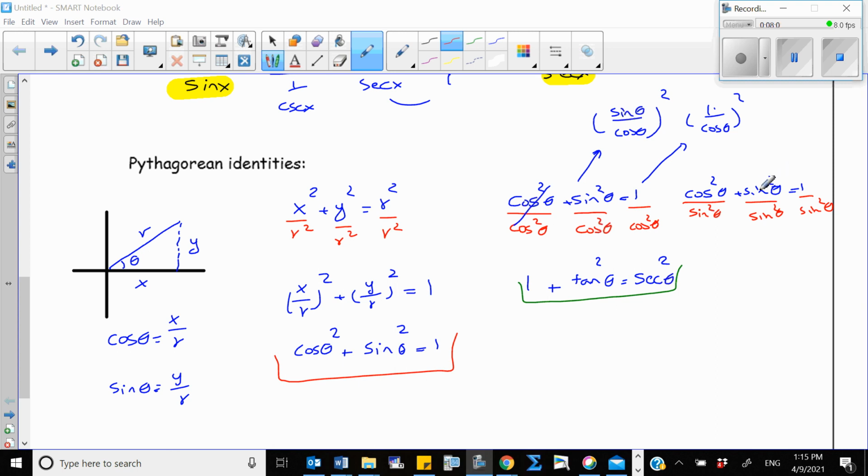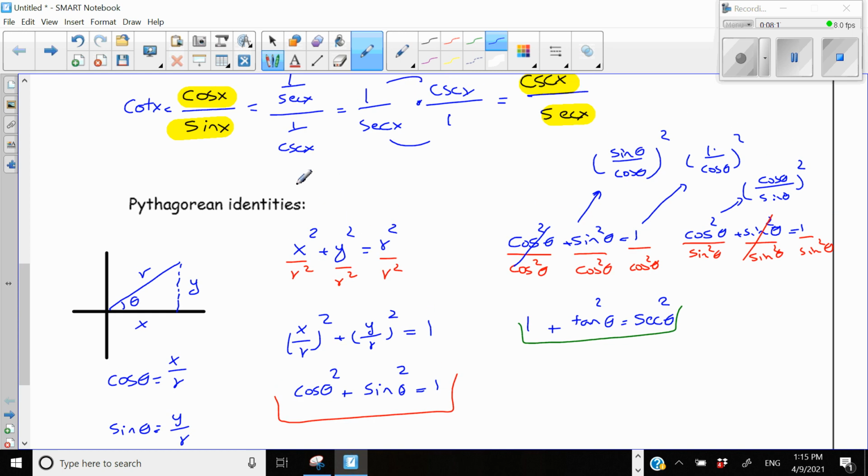Okay, as we divide these, first of all, these two are going to cancel each other, so it will be equal to 1. But the first one here is cosine of theta over sine of theta to the power of 2. And we know cosine over sine is cotangent. So I can write this as cotangent of theta squared plus, this was canceled, so it's going to be 1. And 1 over sine squared, this is 1 over sine of theta squared. 1 over sine was cosecant, so I can write this as cosecant of theta squared.